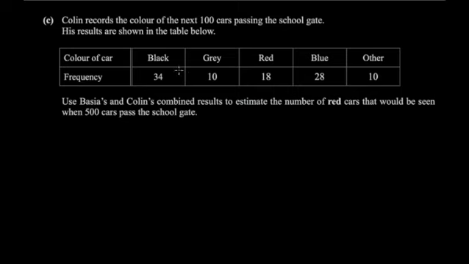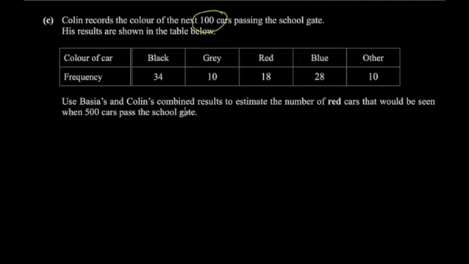The next part says Colin records the color of the next 100 cars passing the school gate. So these results are shown in the table below. You can just check this one. It's also a sample of 100 cars. 100 is a very easy number to use, because you can use the concept of percentage, and also you can just know the sample size.